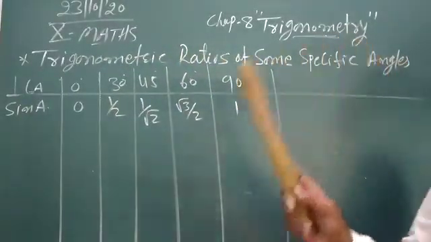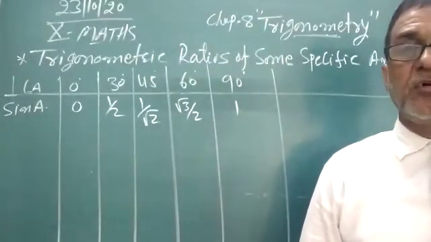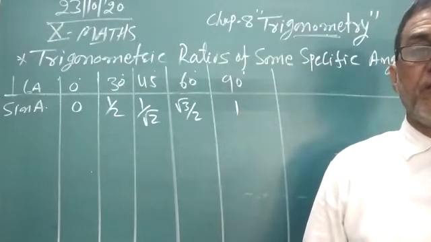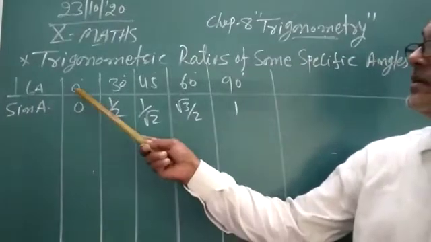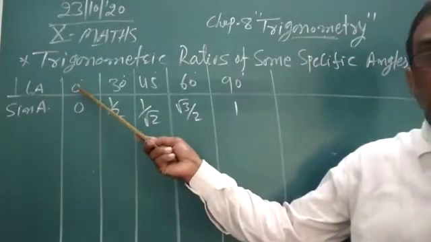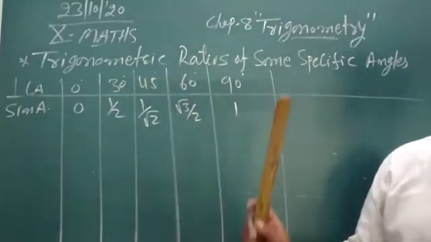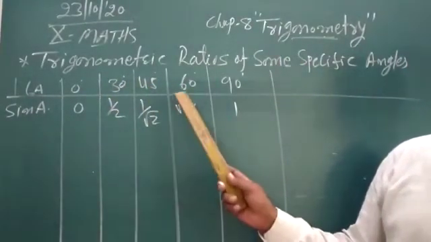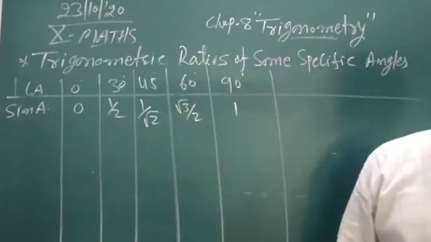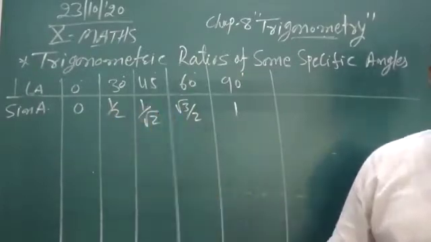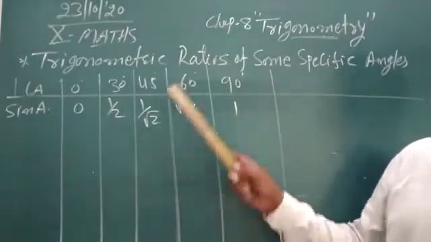You know about trigonometric ratios. There are 6 trigonometric ratios: sine, cos, tan, cot, sec, cosec. Now, specific angles, for particular angles: start from 0, 30 degrees, 45 degrees, 60 degrees and 90 degrees. This is table number 8.1 in your textbook. How can you learn or write the values of the trigonometric ratios of specific angles?